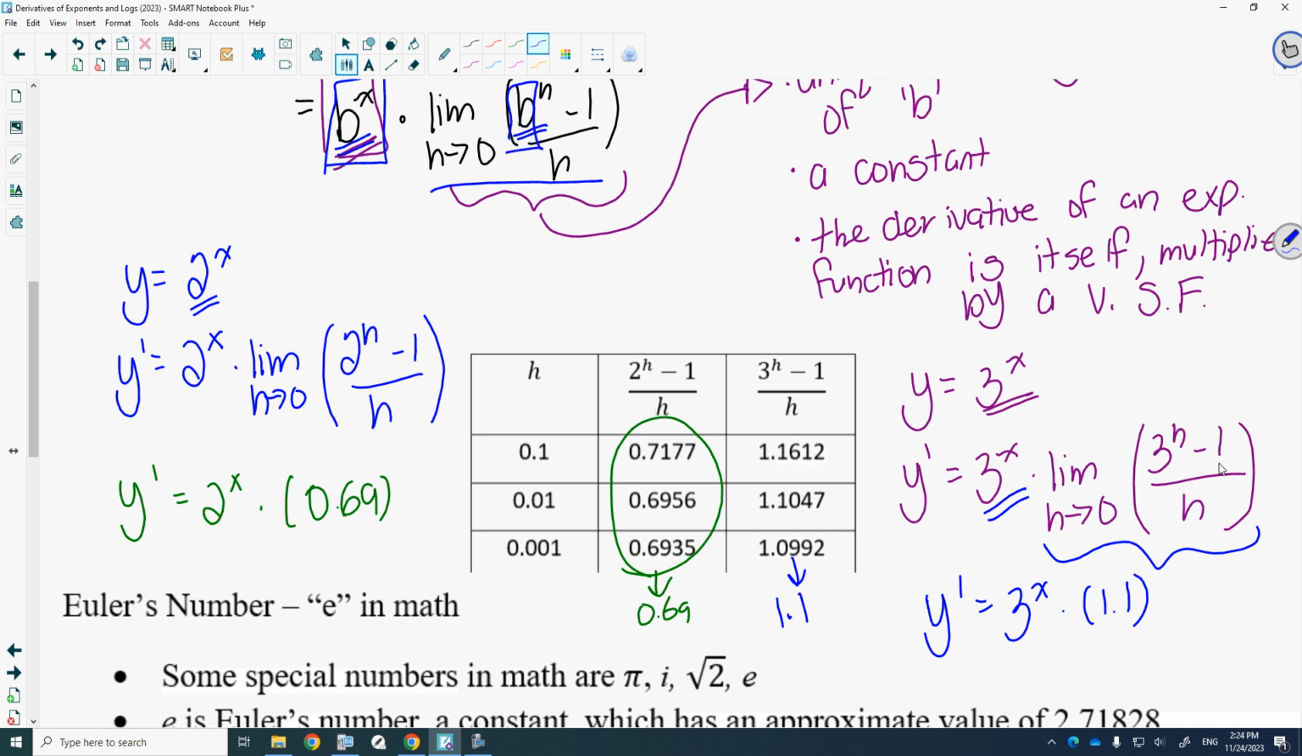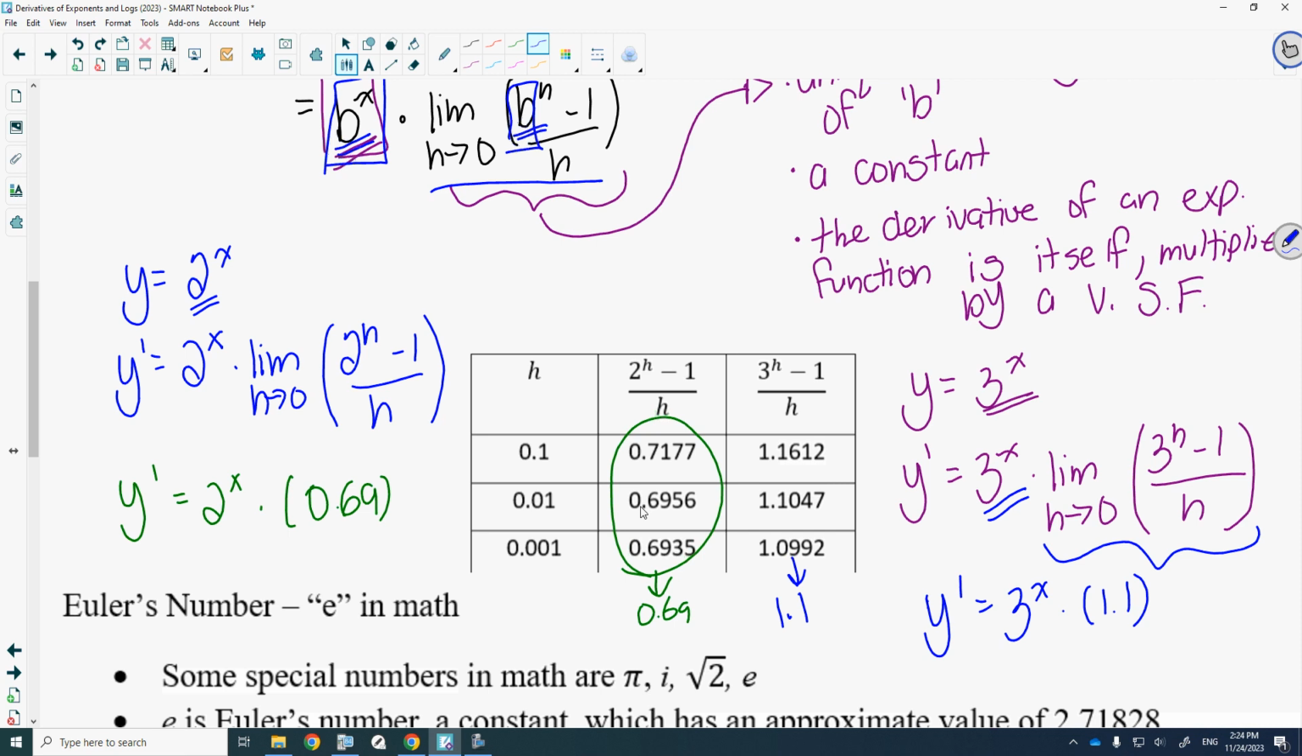Okay, so what are you trying to get from this? The most important thing to get is that the derivative of an exponential function is the exponential function itself multiplied by this number that we have to contend with.